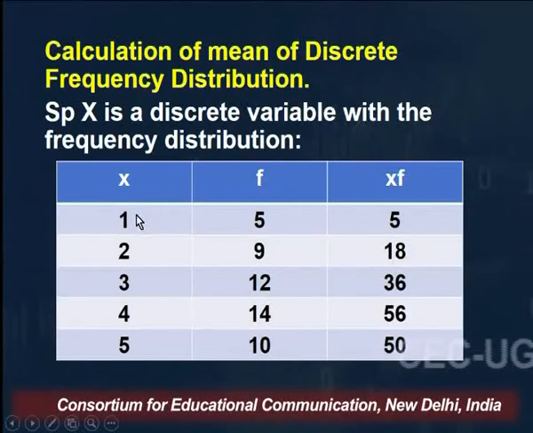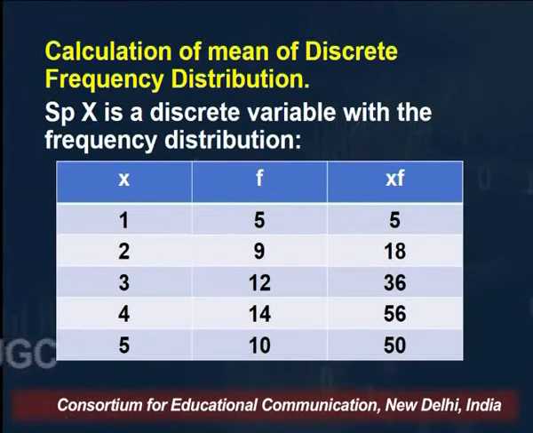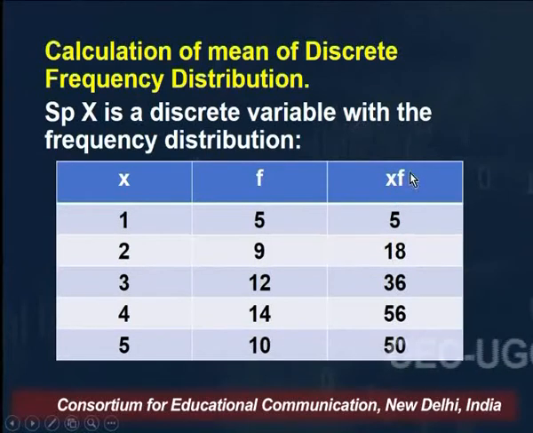This small x can be anything. It can be 11, 13, 17, 21, 29, and the corresponding frequencies are given. Now what we have to do: x bar is the summation from i equal to 1 to n of xi fi upon capital N, and capital N is the sum of all the frequencies. There are two things that we are going to do. Let us go one by one. Here I will obtain a third column.